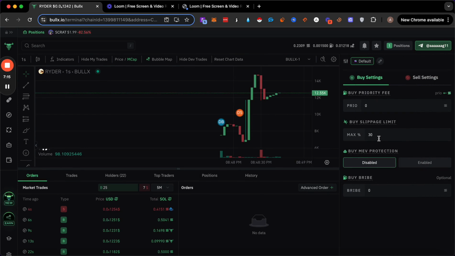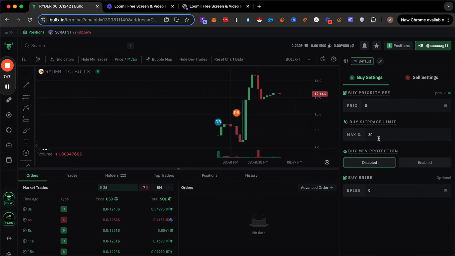So it's the max slippage limit. That's how much of a price change can happen from the moment you press the buy button to the moment that you actually buy the token. So I always just set the slippage at about 30%.